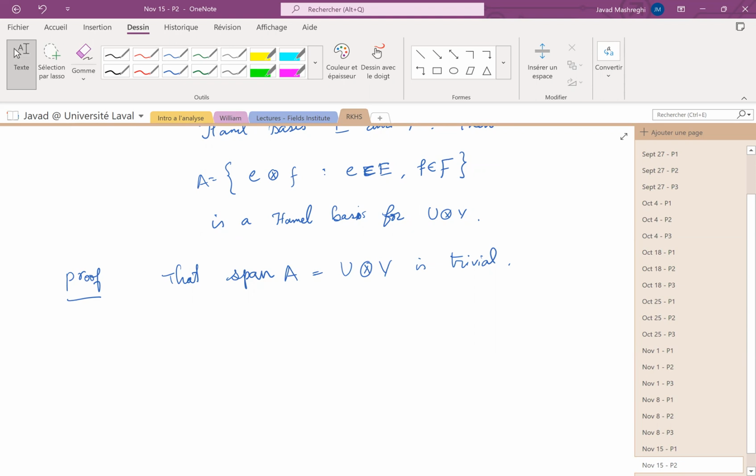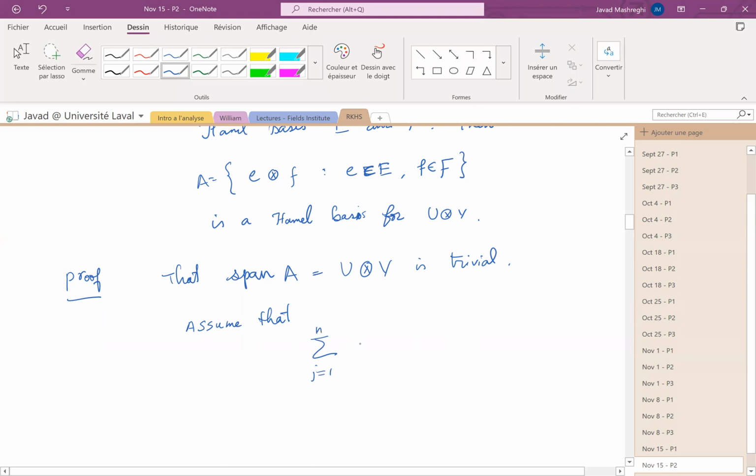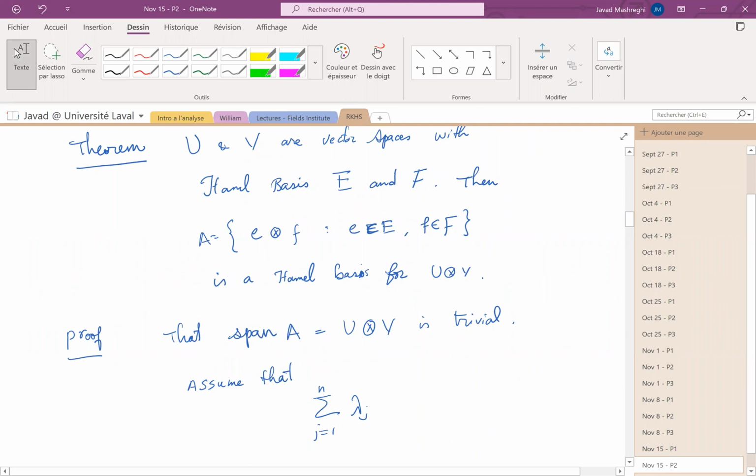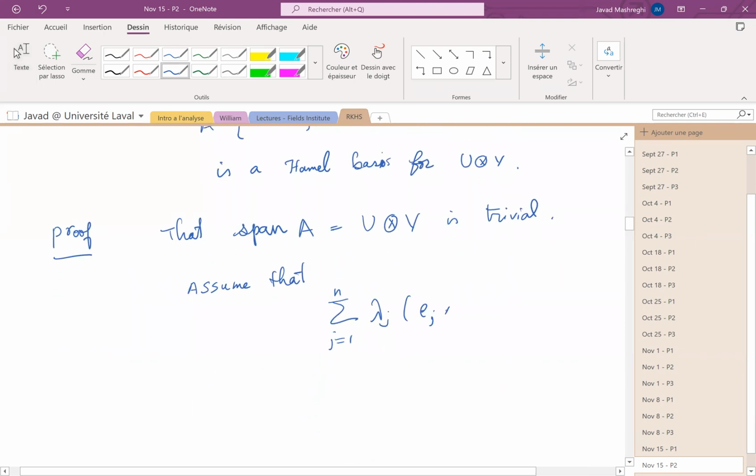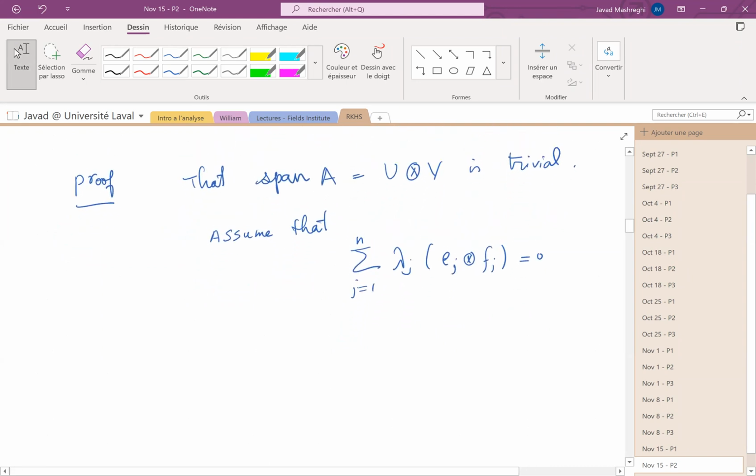So assume that some sum, j from 1 up to n, lambda j, and now we need to add lambda j because we did not consider all of U tensor V. We just considered e tensor f with a collection of e and a collection of f, not all of them. So lambda j is needed here. Sum of lambda j ej tensor fj is equal to 0, where lambda j is in C, ej is in E, fj is in F.